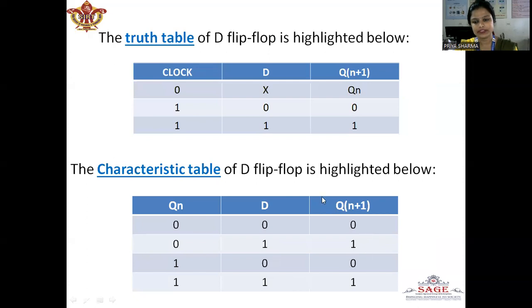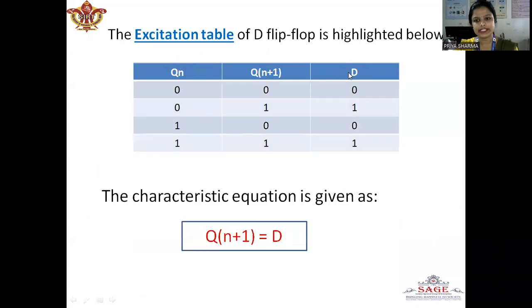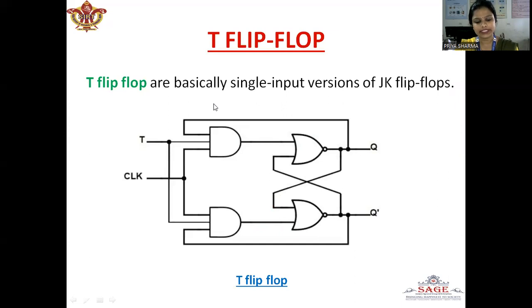The same is the excitation table. It will follow the output. From there, solving through a K map, we get the characteristic equation Qn plus 1 is equal to D for the D flip-flop. Coming to the T flip-flop, a T flip-flop is like a JK flip-flop.